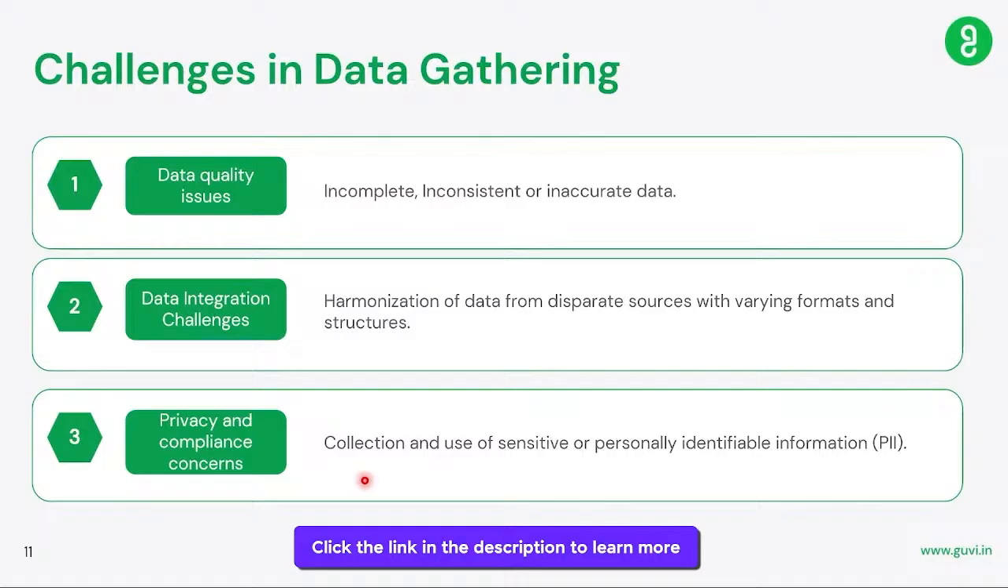Collecting and using data ethically and responsibly is paramount to maintaining the trust of customers, stakeholders, and regulatory bodies. So implementing stringent data governance practices, ensuring data encryption and anonymization, and obtaining explicit consent from the individuals are essential steps to mitigate privacy and compliance risks.